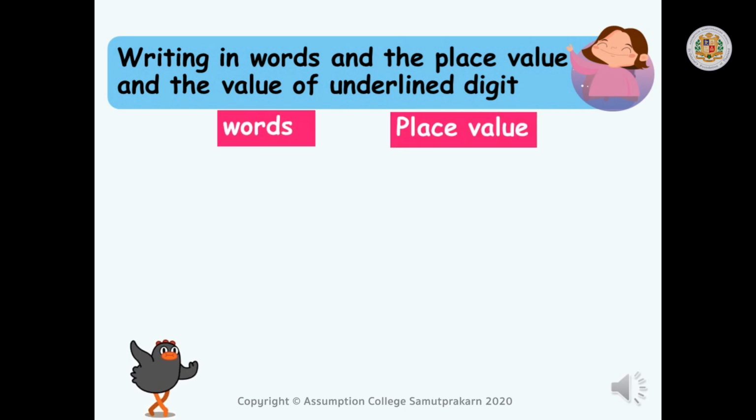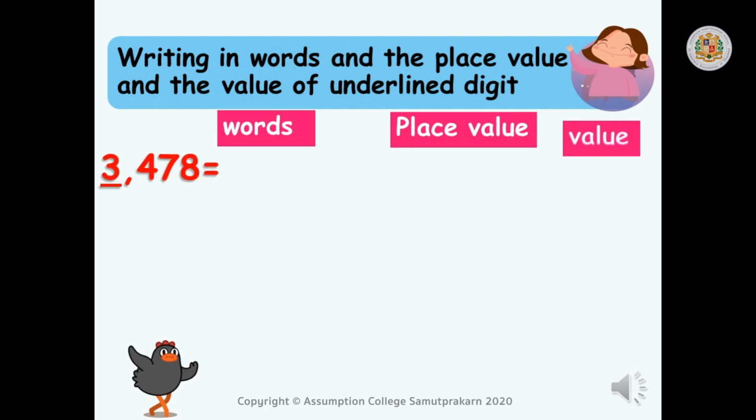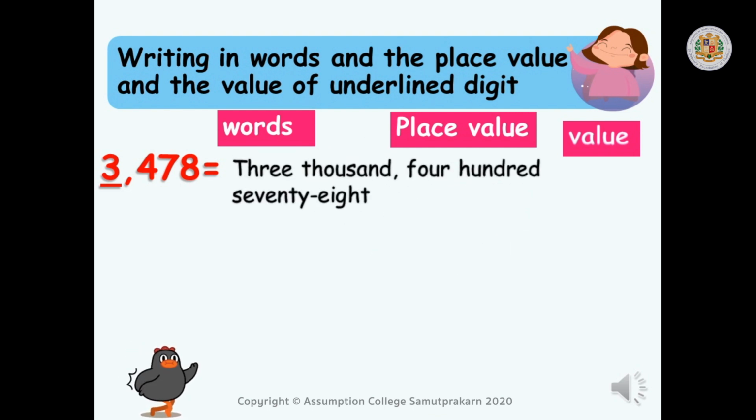In writing in words and the place value and the value of underlined digit. Repeat after me. Words. Place value. Value. Let's start first example. We have 3,478. Try to read this number by yourself. Very good. In words, this is 3,478.